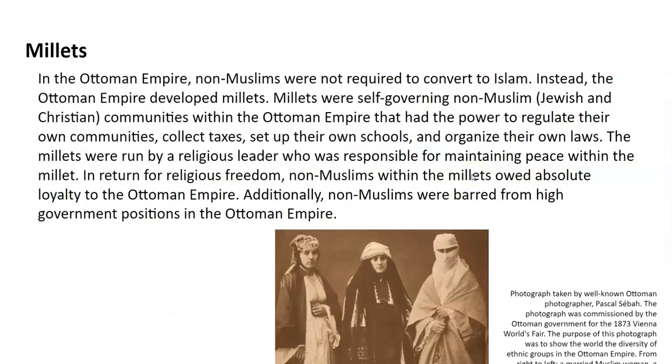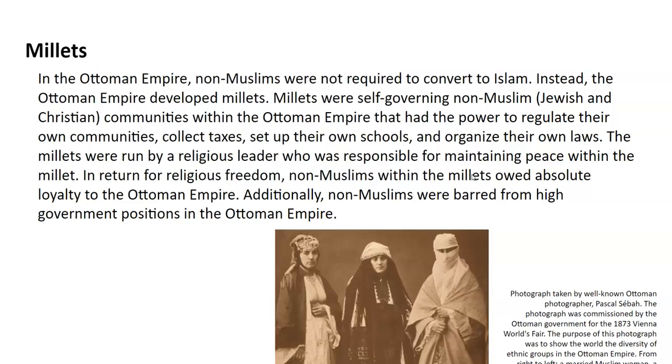Okay, so one of the first strategies was what was called the millets. In the Ottoman Empire, non-Muslims were not required to convert to Islam. Remember that, not required. They did not require conversion. They practiced religious tolerance. Instead, the Ottoman Empire developed millets. Millets were self-governing, non-Muslim, generally Jewish and Christian communities within the Ottoman Empire.